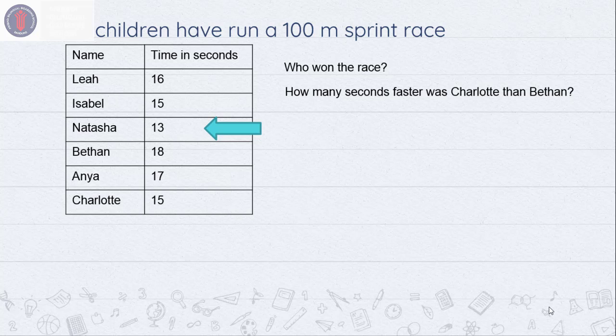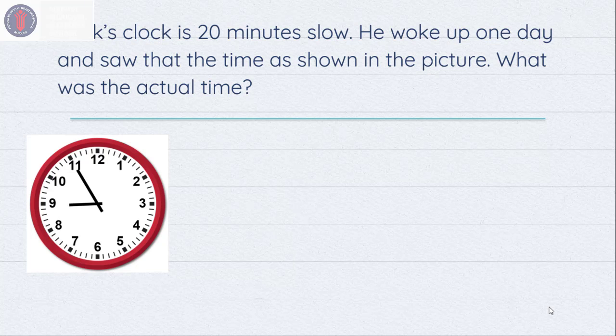Charlotte ran for about 15 seconds, while Bethan ran 18 seconds. So we just have to subtract it. 18 minus 15 is 3 seconds. Let's move to other questions. Jack's clock is 20 minutes slow. He woke up one day and saw the time as shown in the picture. What was the actual time? So we have to see the clock first. It's an analog clock. What time is it?